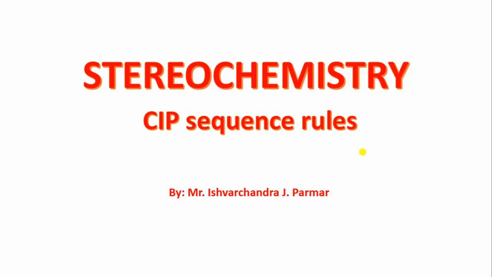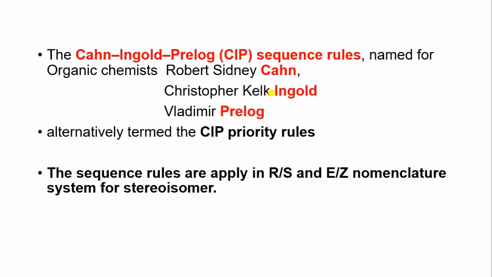So now what is the CIP sequence rule? The CIP sequence rule is named after the organic chemists Cahn, Ingold and Prelog, alternatively termed as CIP priority rules. The sequence rules are applied in the RS and EZ nomenclature system for stereoisomers.